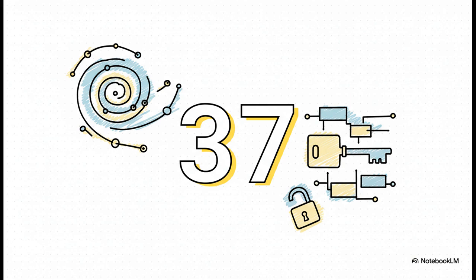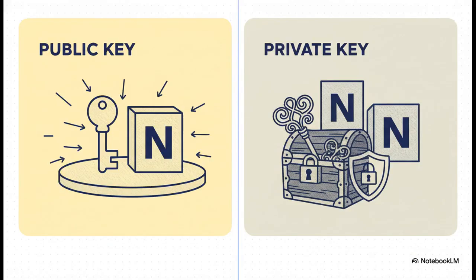And the answer is 37. D equals 37. Let's do a quick check, right? 13 times 37 is 481. And if you divide 481 by our totient, 60, you get 8 with a remainder of 1. Perfect. It works. We found it. We have our private key. And there we have it.